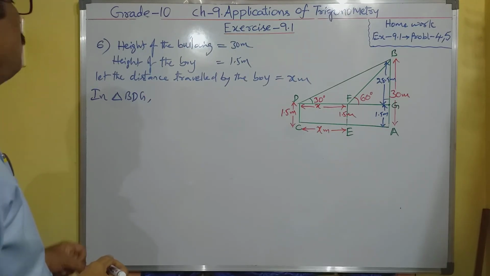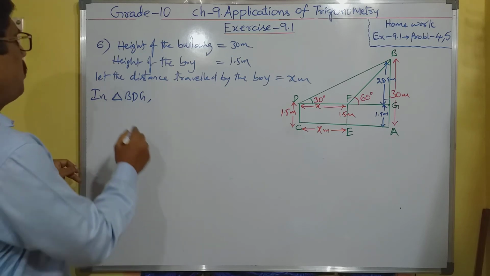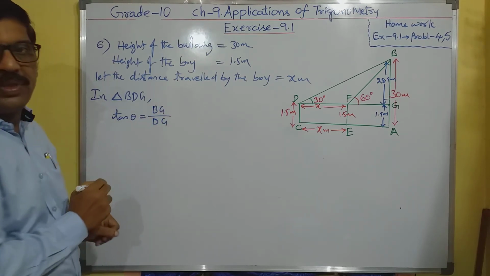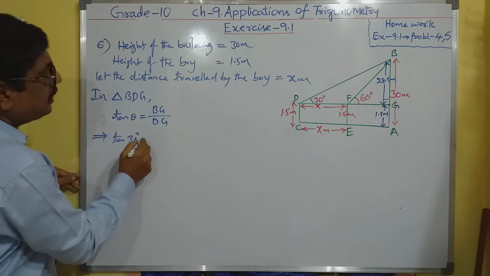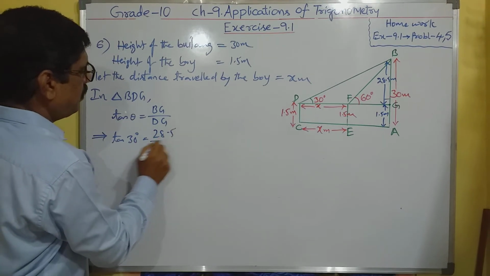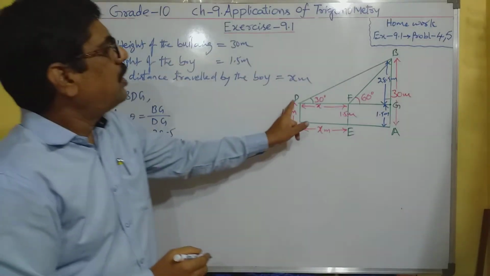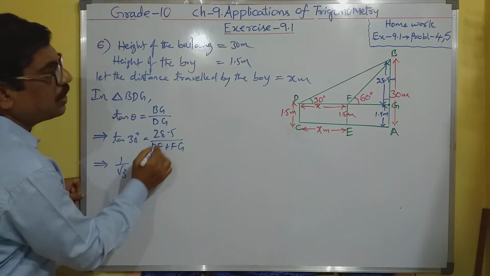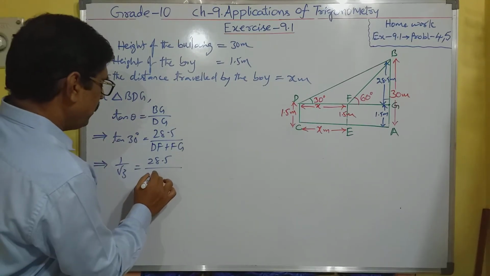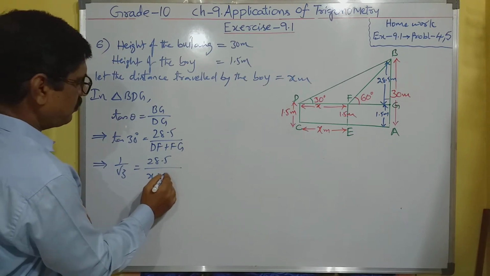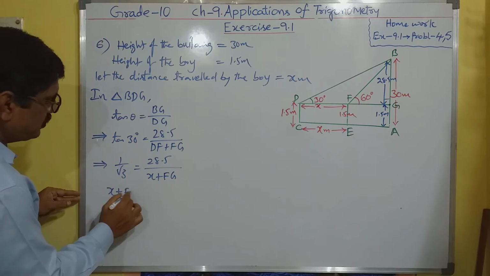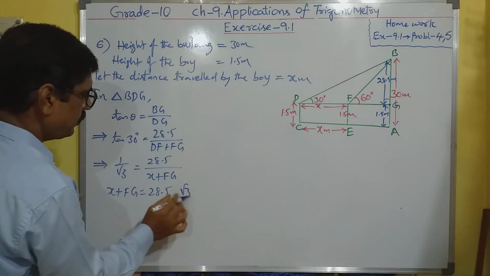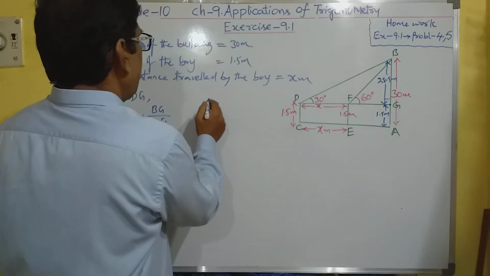Okay. Now in triangle BDG, we have to take tan theta is equal to opposite side BG by adjacent side DG. So, what is the theta value given? Tan 30 degrees is equal to BG value 28.5 by adjacent side DG. DG means DF plus FG. So tan 30 is 1 by root 3, equals 28.5 by DF length x meters plus FG, which we don't know. Let us take it as FG only. Now by cross multiplication, we get x plus FG is equal to 28.5 root 3. Let us call this equation 1.